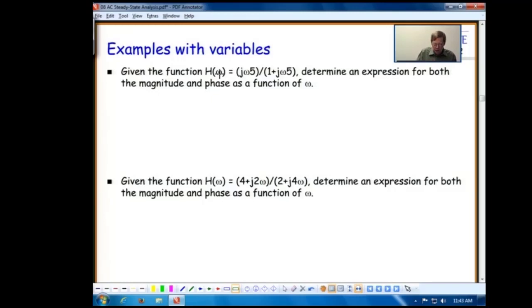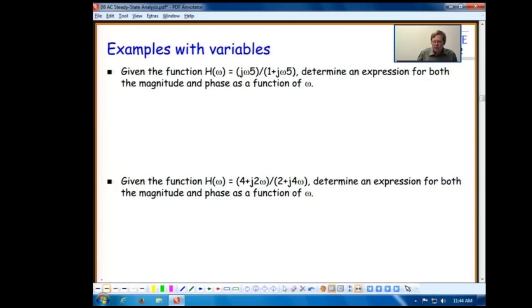If I have this function, H of omega, equal to j omega 5 over 1 plus j omega 5, the omega is a frequency variable in electronics. So we'll eventually show you what that is, but for now just treat it as some arbitrary value. Call it x if you want. I want to evaluate this expression. So I can first express it here in polar form, get the magnitude and the phase.